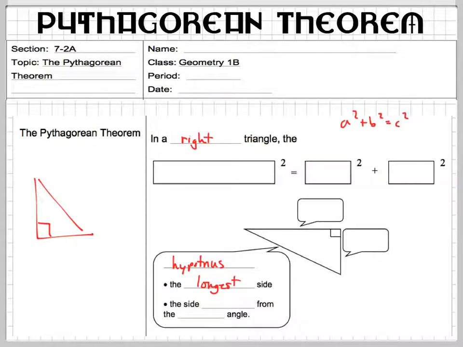Then it says the side blank from the blank angle. Okay, what do you guys think it is? Opposite. Oh yeah, opposite. How many of you guys thought across? Across is good too, but opposite's more academic. Okay, opposite. So this is the side right here, opposite of the right angle. And the hypotenuse is the one that's the C. So we're gonna put hypotenuse right here.